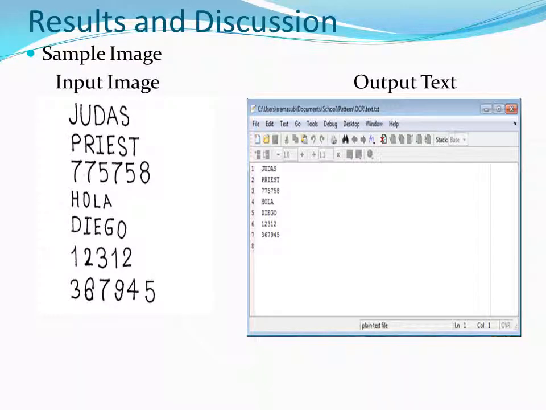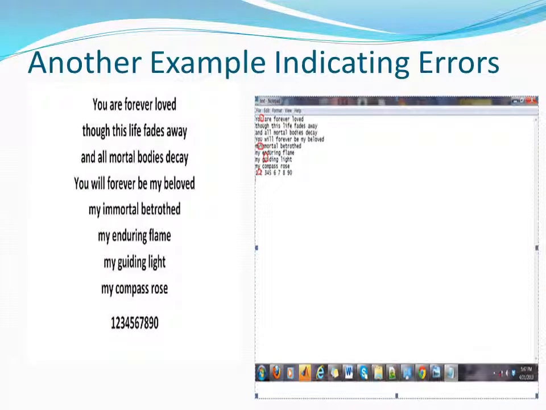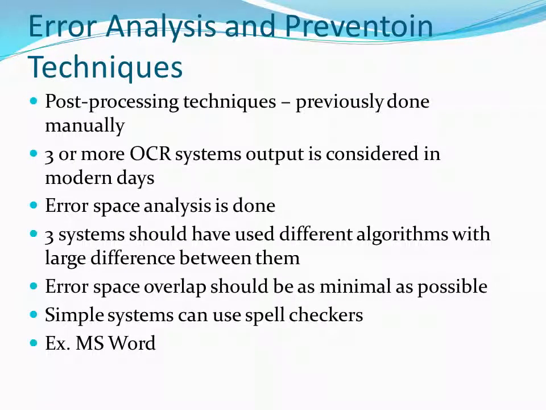Results and discussion. This is a sample input image that was scanned previously, and this is the output text image when it is run through our OCR system. This is another example that indicates the error that is being induced by the OCR system. Here you can see that the numbers are not proper, the uppercase and lowercase letters are mismatched, and there is no proper spacing here. So these are some of the errors that are induced in the OCR system.